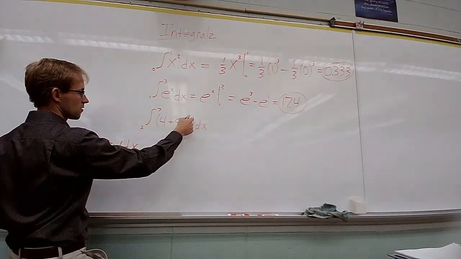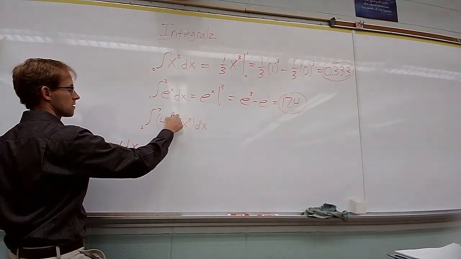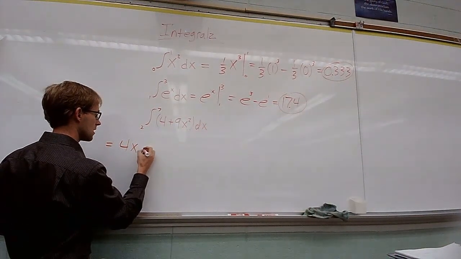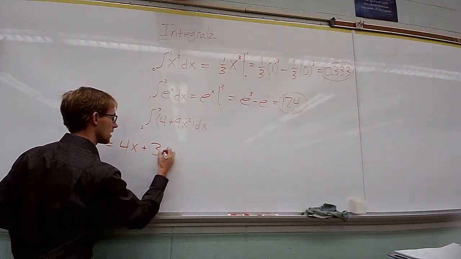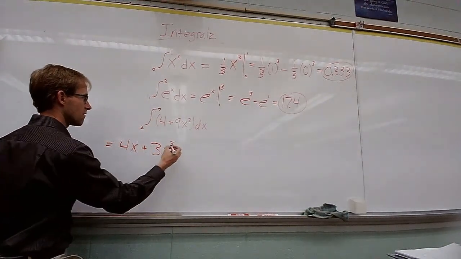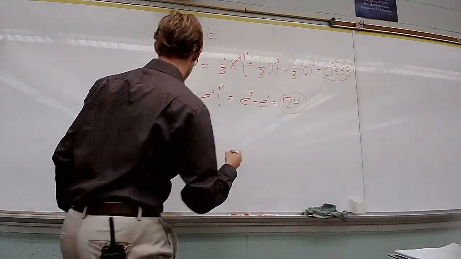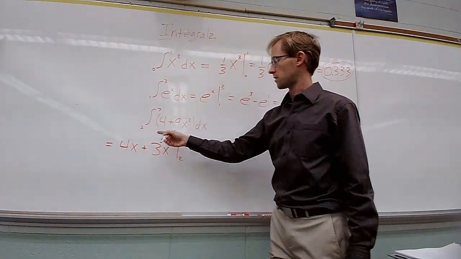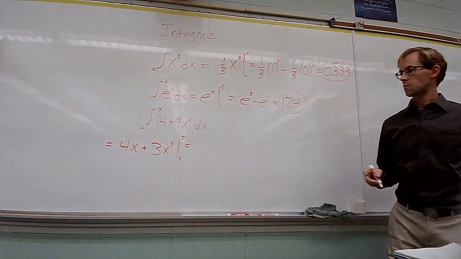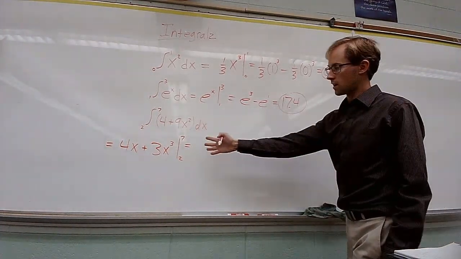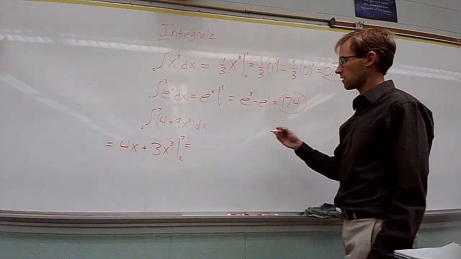Plus, let's see, this would be 3, and the inverse comes out in front, so 9 times 1/3 is 3, x cubed evaluated from 2 to 7. When you have problems that have pluses and minuses in them, you really got to make sure that you keep your pluses and minuses straight when you're writing this entire thing out, because it can get rather long.